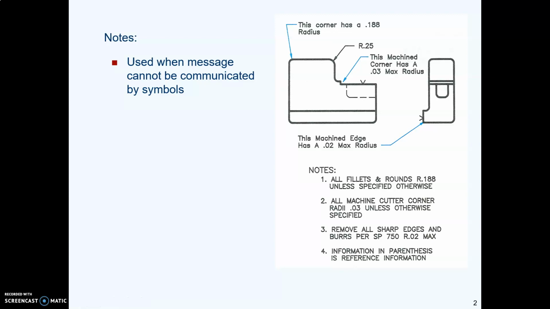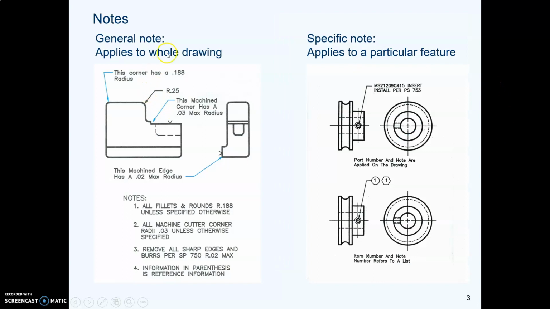There are, however, times when there are not symbols that will communicate what you want to communicate. And so in those cases, you do have to use notes, and ASME allows us to do that. So here are some things about what to do with the corners and removing sharp edges and so forth. You can apply a general note to the entire drawing, so you'll put some general notes somewhere in your title block, in your drawing. Or you can apply a specific note just to one feature, like these notes here.